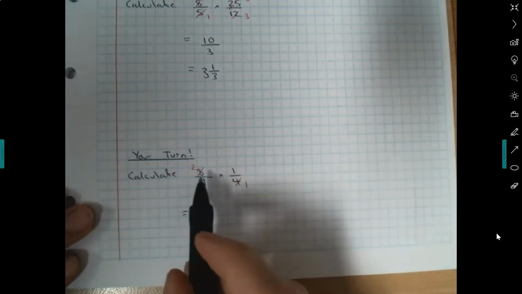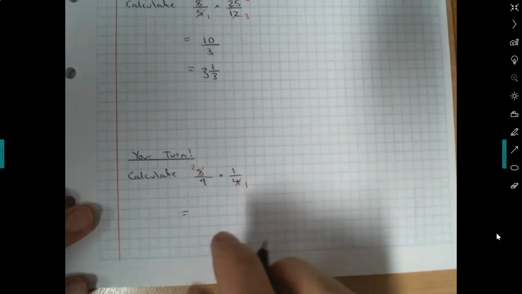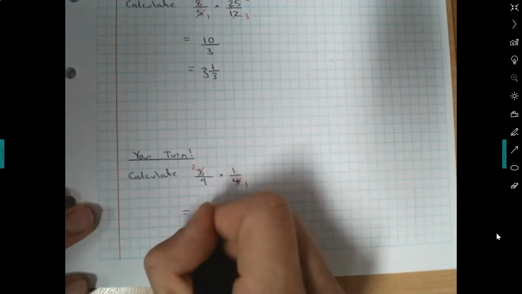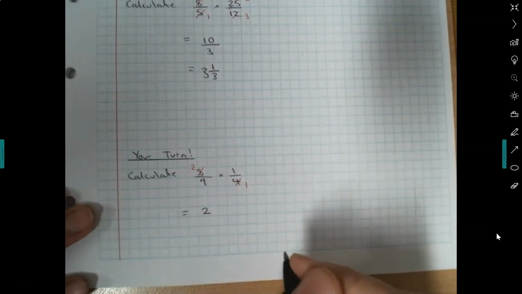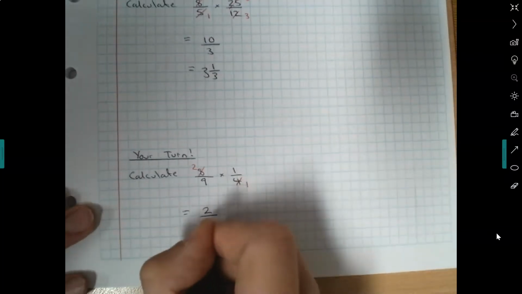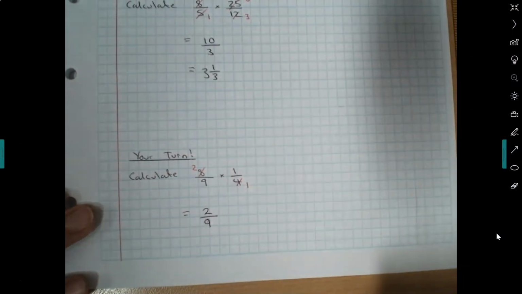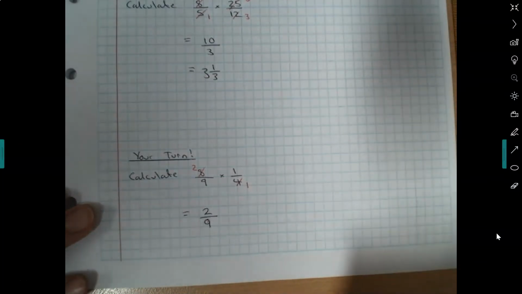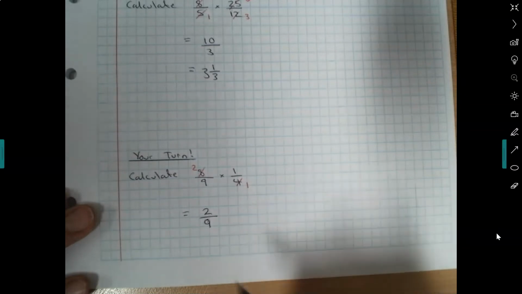So if I divide 8 by 4 I get 2, and if I divide 4 by 4 I get 1. So now it's just a matter of me multiplying my numerators. So 2 times 1 gives me 2, and 9 times 1 gives me 9. And that is as simple as that fraction can be, so that will be your final answer.